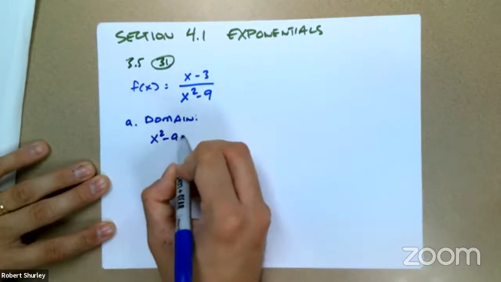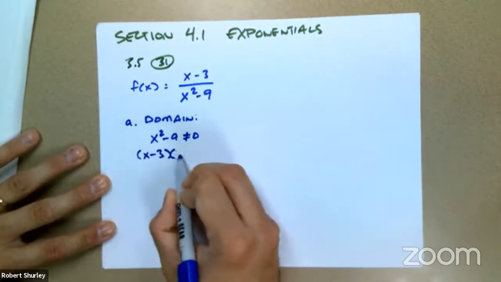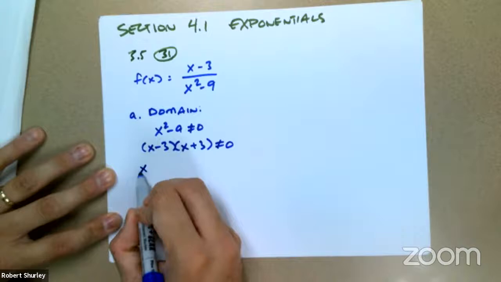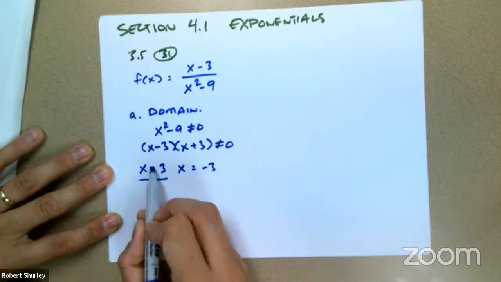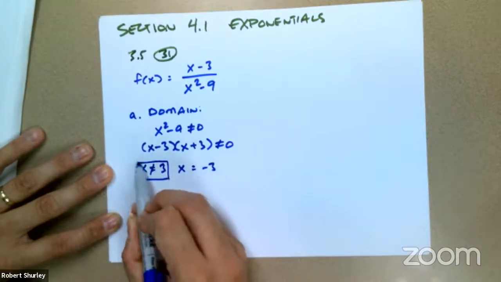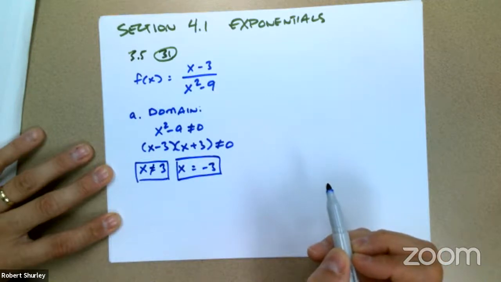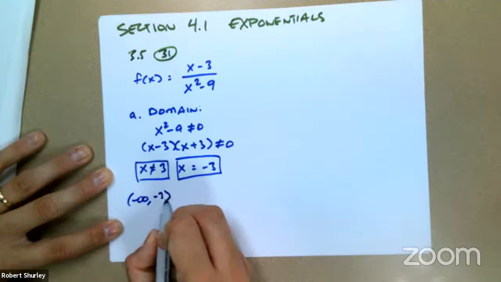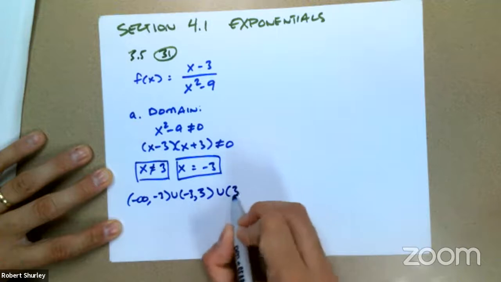We'd have to say, well, x squared minus 9 can't be 0, right? And we solve this and we wind up with x minus 3 times x plus 3 can't be 0. Set each one of those equal, and we find out that x can't be 3 and x can't be -3, right? Does that make sense, Megan? Yes. Okay, good. In interval notation, which I'm picky about, it would be negative infinity to -3 union -3 to 3 union 3 to infinity.